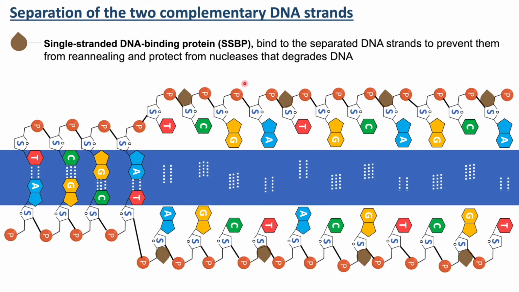Now nucleases actually degrade these DNA strands, and they do it by breaking the phosphodiester bond. So if you don't protect these strands from nucleases, they will keep breaking this phosphodiester bond, which will result in DNA fragmentation, and eventually that can cause cell death. So single-stranded binding protein not only keeps these two strands separated, but it also protects these strands from nucleases, which degrade them.